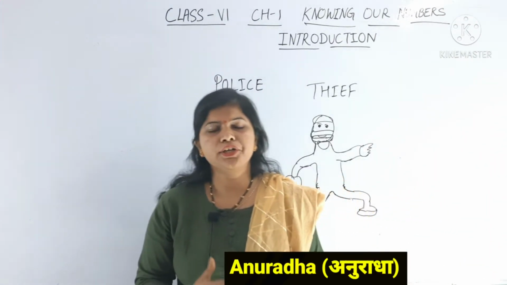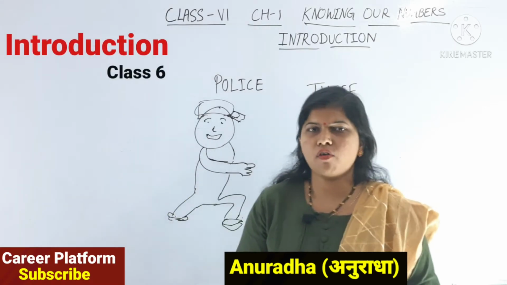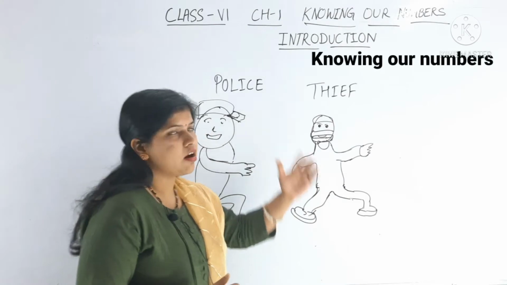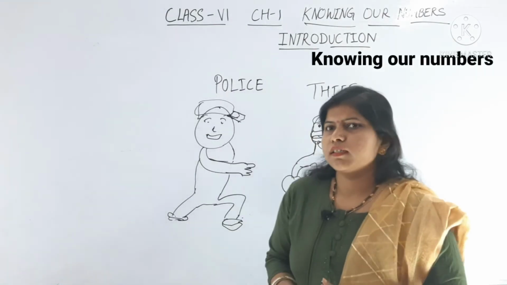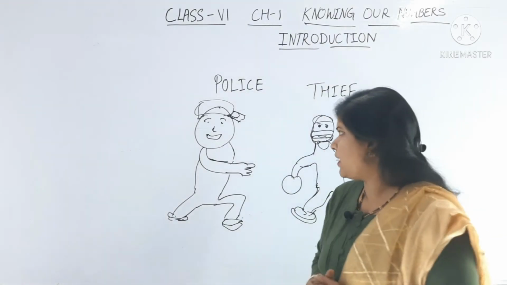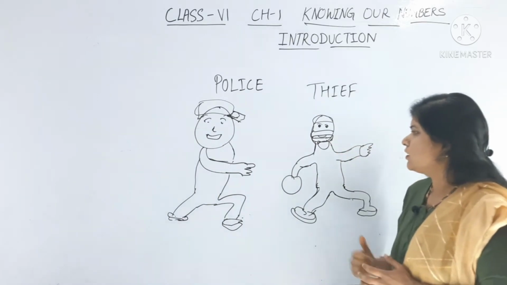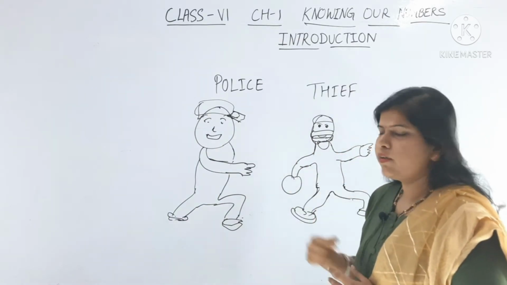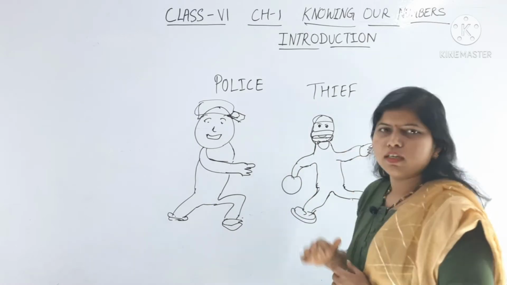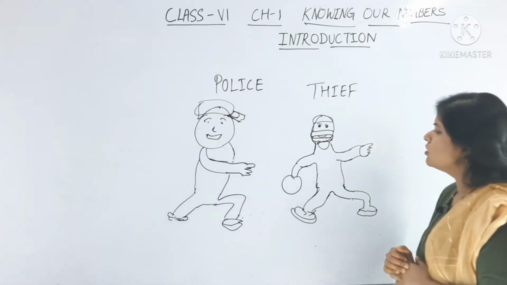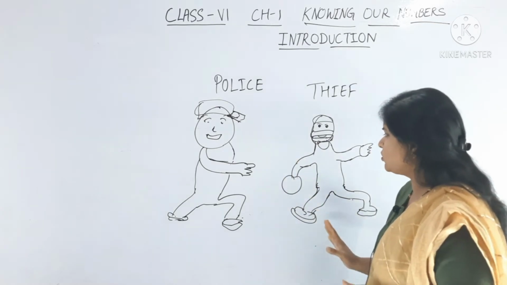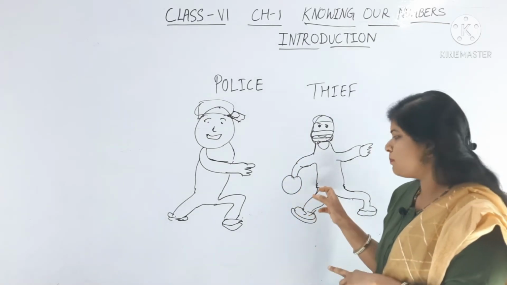Today I cover the introduction part of class 6, chapter 1, that is, Knowing Our Numbers. Can you see the image? Let's see what is here. There are two persons: one is a police officer and one is a thief. He is catching the thief, but nobody knows what is in his bag.